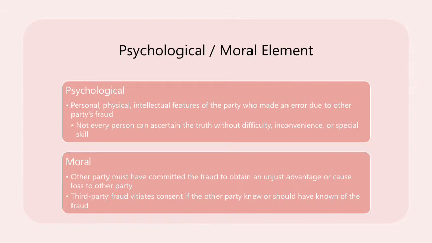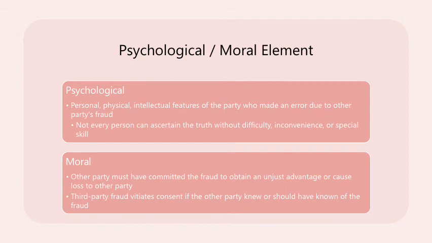If the person who is committing the fraud has a specialized knowledge, so if you're an attorney trying to commit some kind of legal fraud against a layperson, you obviously have more knowledge, more intellect in that field, whereas the layperson doesn't know anything about it. So this plays a big part in courts determining whether or not the psychological element was met. In regard to the moral element, this looks to whether the other party committed the fraud in order to obtain an unjust advantage or cause loss to the other party. So if they engaged in this fraudulent behavior with the intent to obtain that unjust advantage or to take advantage of the other party.